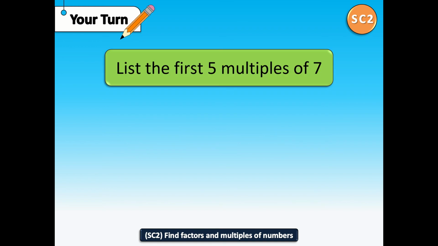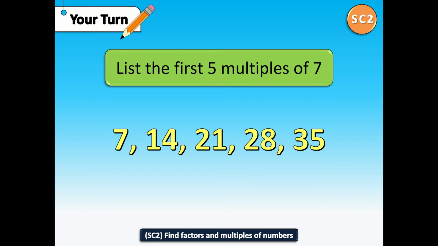Here's a question for you to have a go at. Pause the video, and when you're ready to see what you should have done, press play. Here's your answer. So the first 5 multiples of 7 are 7, 14, 21, 28 and 35.